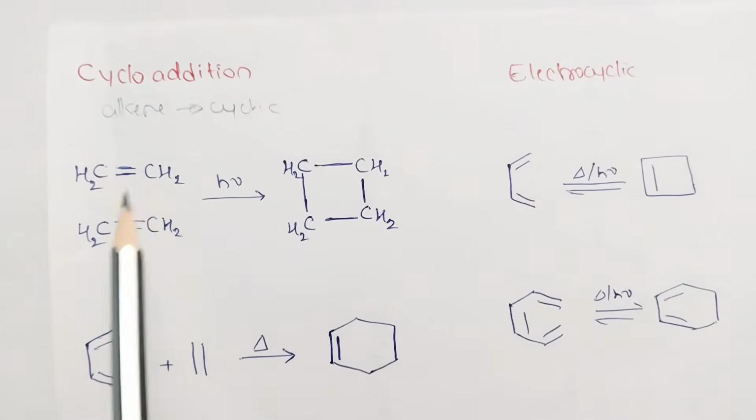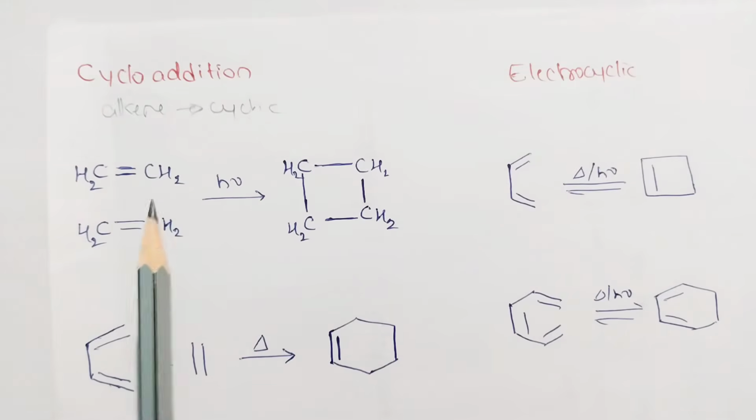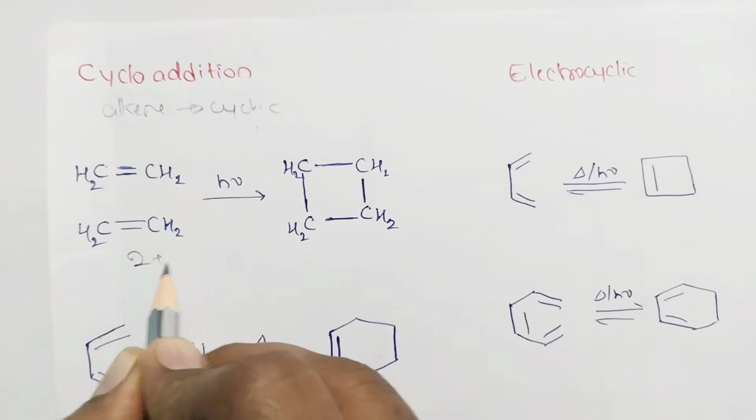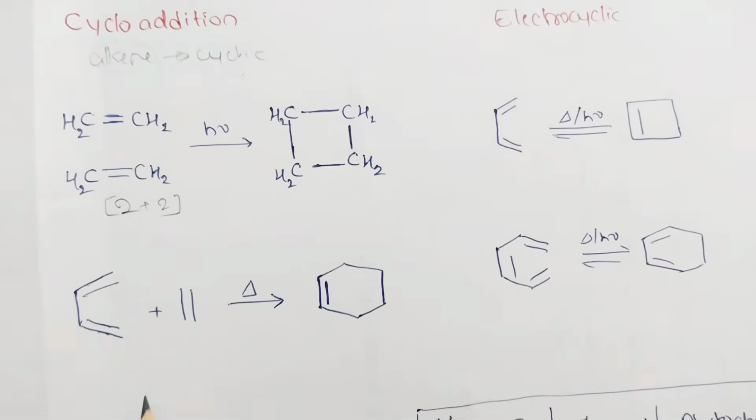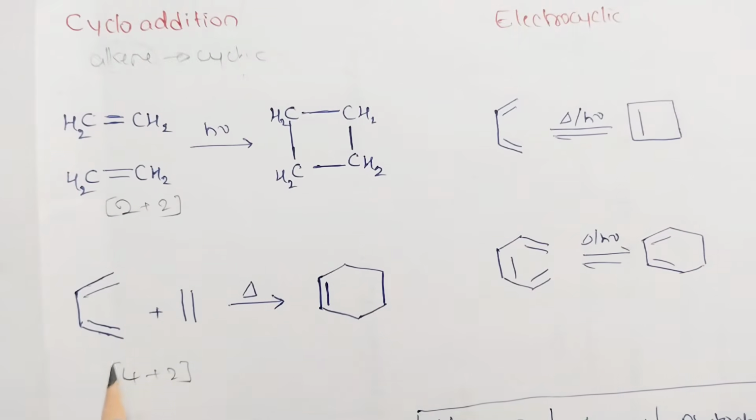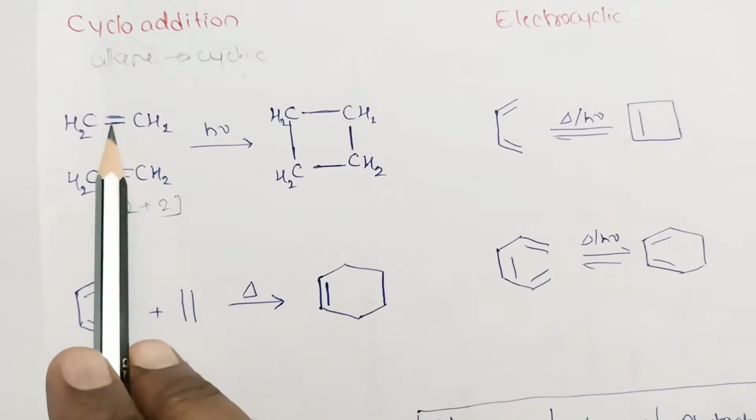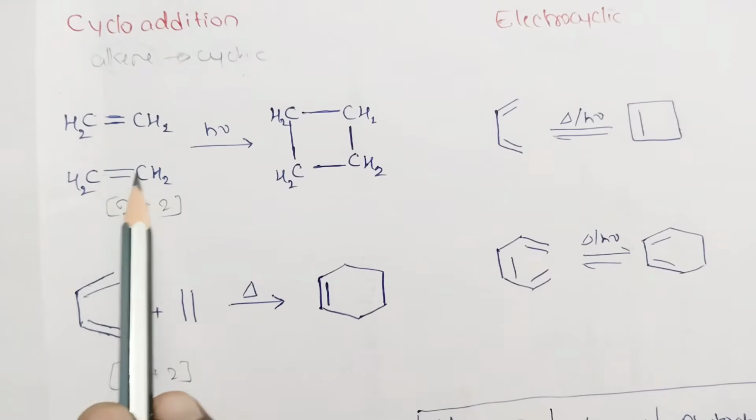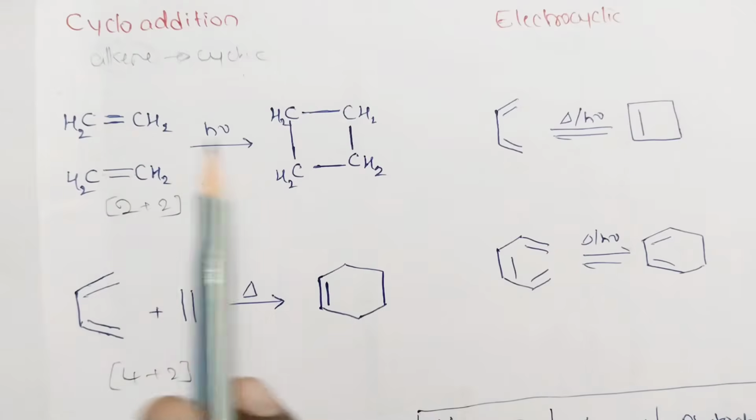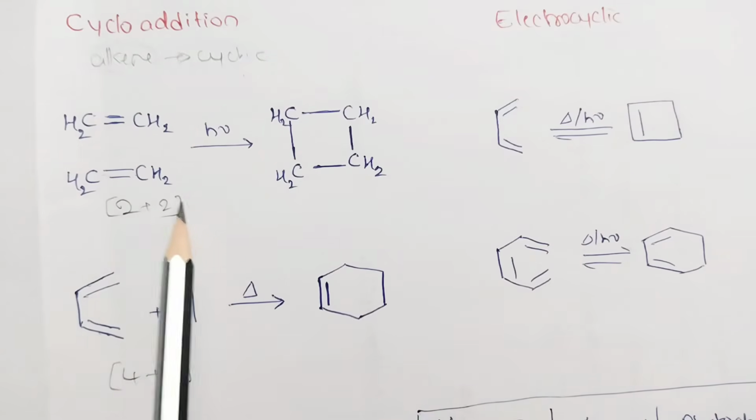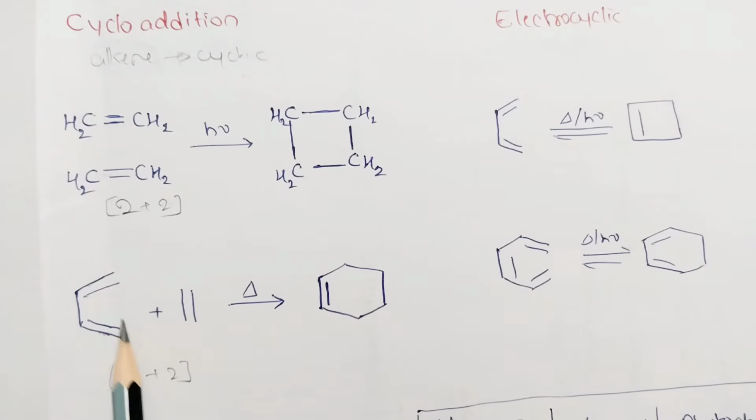Here the consumption of pi bonds takes place and the formation of new sigma bonds takes place. There are two types. One is 2+2 cycloaddition reaction. Another one is 4+2 cycloaddition reaction. 2+2 means that 2 pi electrons plus 2 pi electrons are involved in the cycloaddition reaction and the formation of a cyclic compound takes place. Here, diene means 2 pi bonds are there. Diene and dienophile undergo cycloaddition reaction to form the cyclic compound.